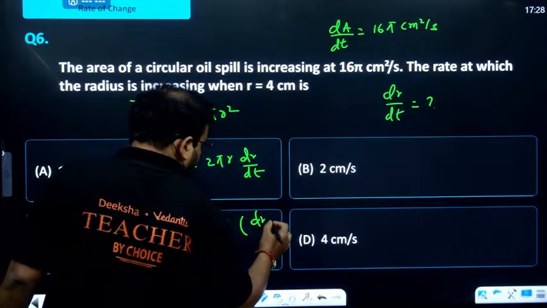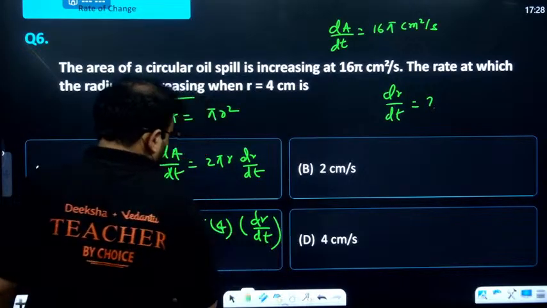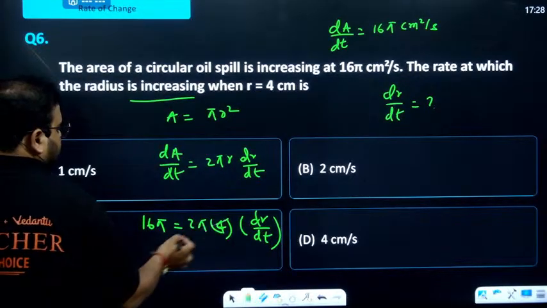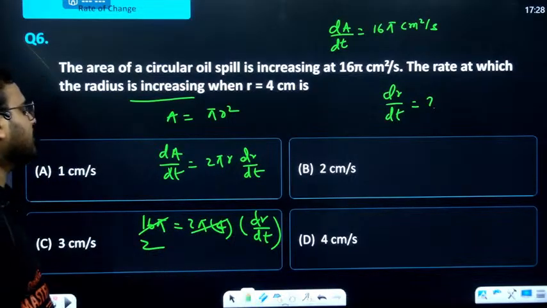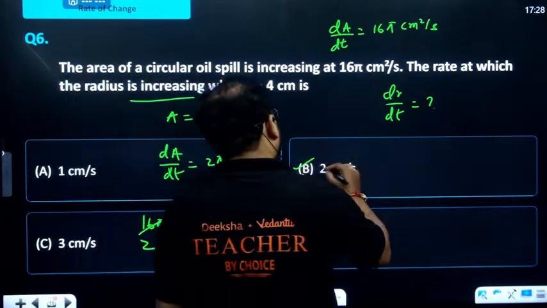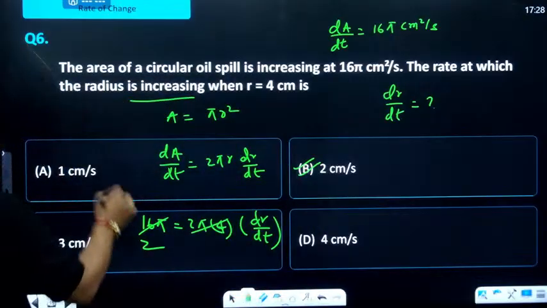This is the unknown. So it's going to be what? 8 pi. That becomes 2. So dr by dt is coming as 2 centimeter per second.